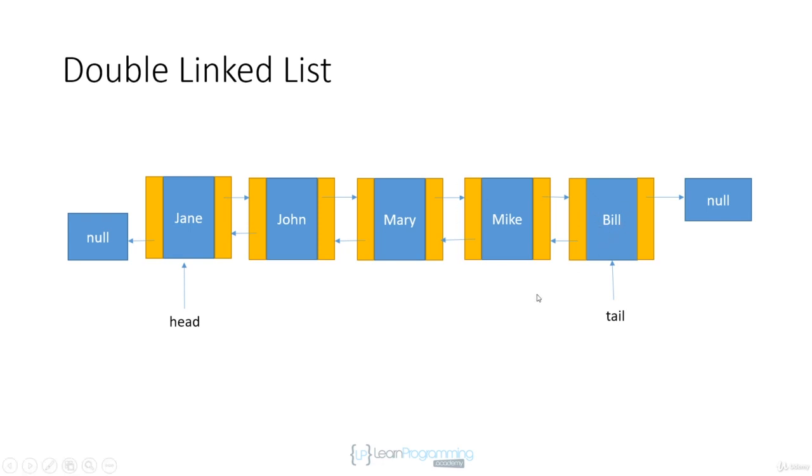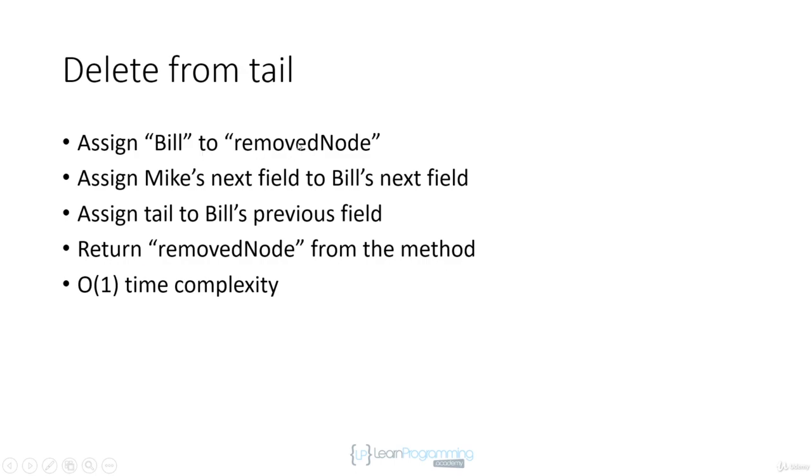So this time we're going to remove Bill. And so how would we do that? Well, we're going to want to take Mike's next field and point it to null. And we're going to want to move the tail to Mike. So the tail will be moved to the current tail's previous node. And so we'll assign Bill to remove node. We'll assign Mike's next field to Bill's next field. We'll assign the tail to Bill's previous field, which is Mike. And then we'll return remove node from the method.